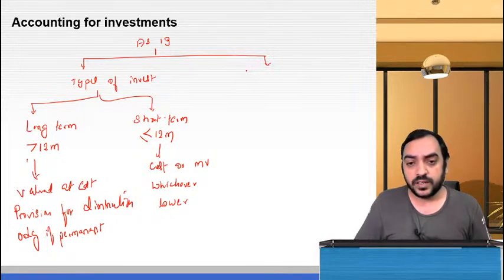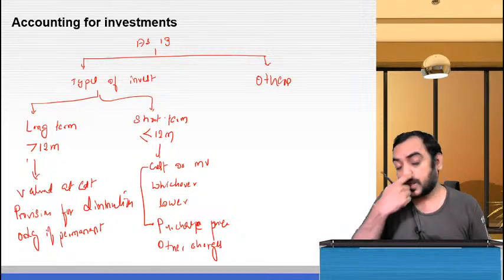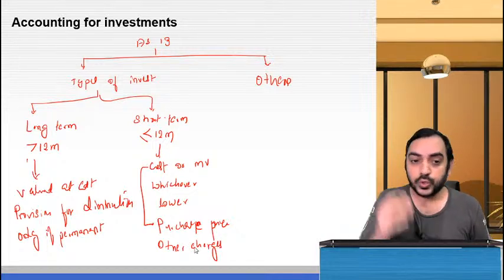And then we have other elements. Okay, now what does cost comprise of? Cost will comprise of the purchase price and other charges also. Other charges such as brokerage charges, legal charges, stamp duty charges, those things are also part of the cost of the asset.